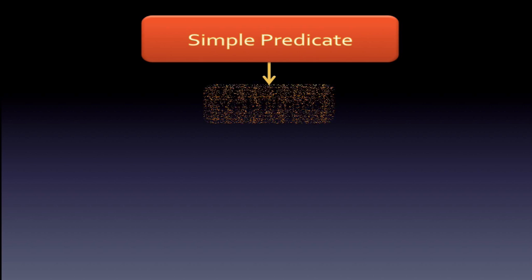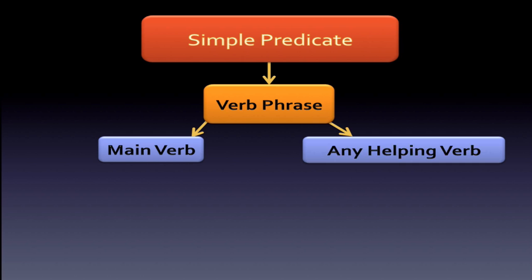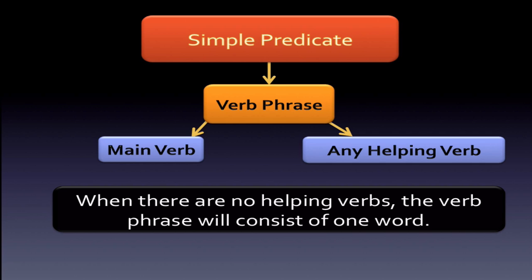The simple predicate is the verb phrase. What's the verb phrase? It has a main verb and any helping verbs. So the simple predicate is the verb phrase, which is split into a main verb and any helping verbs. When there are no helping verbs, the verb phrase will consist of one word, which is the main verb. So the simple predicate is the verb phrase, split into two parts, main verb and any helping verb. Sometimes, if there is no helping verb, the simple predicate will be the main verb and that's the end of it.